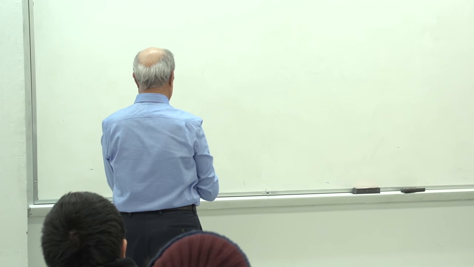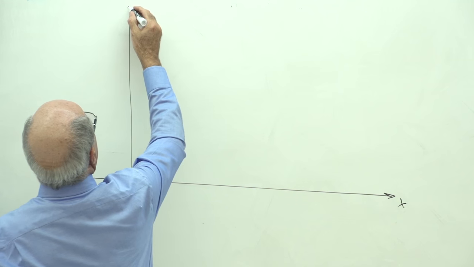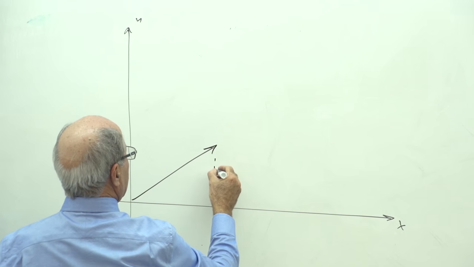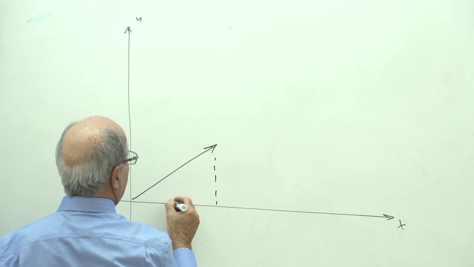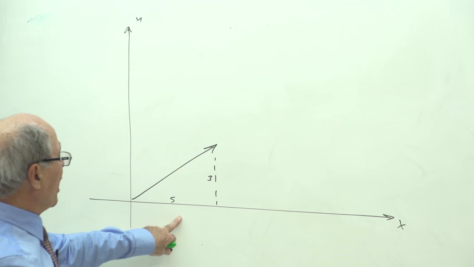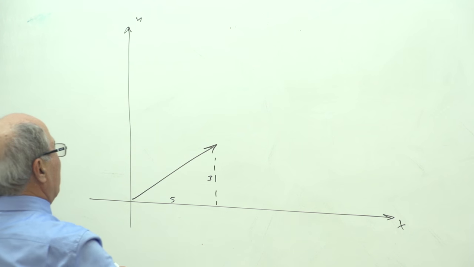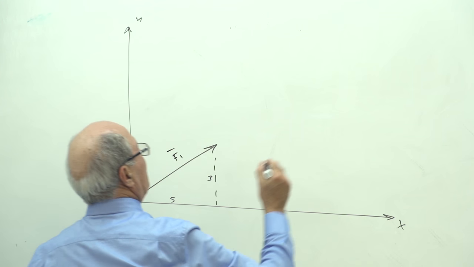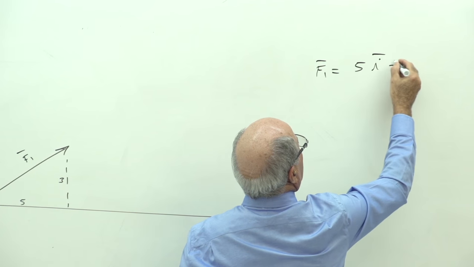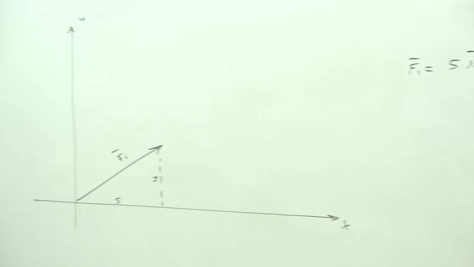Let's do a simple example. Let's say here we have an xy coordinate axis. So here we go. Let's say we have here a vector going like that, which has components of, let's say, 5 and 3. So it has 5i and 3j going like that. Is that correct or not? Yes? This is F1. If I write F1 in that format, as everybody sees, it's 5i plus 3j. Let's give it a unit. I can change it to Newton.